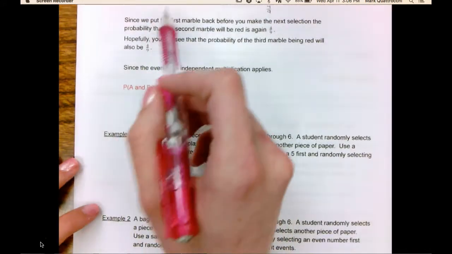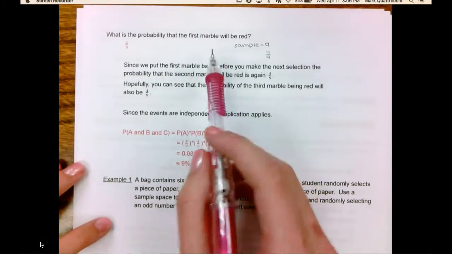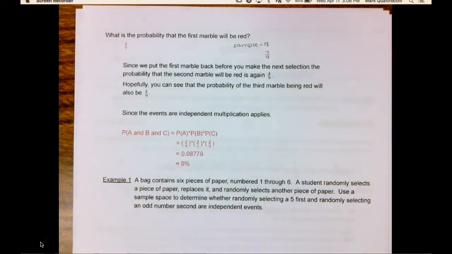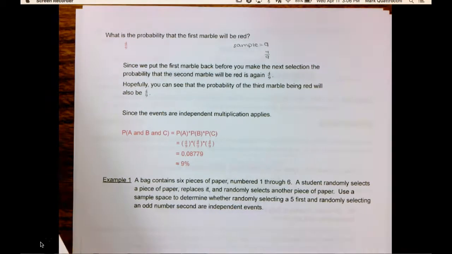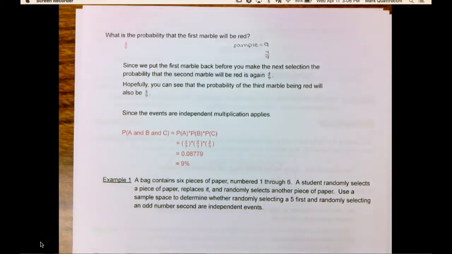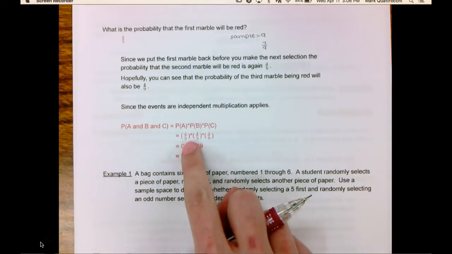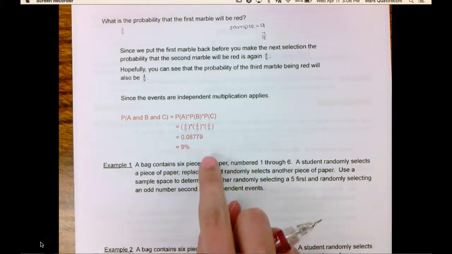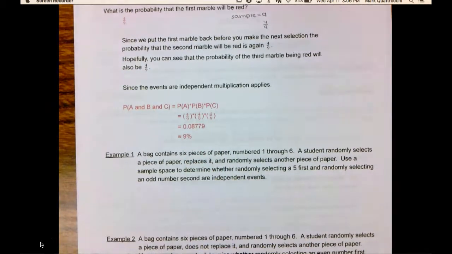So what is the probability that the first marble will be red? We know that the sample is 9 marbles because it is mentioned in the problem that there are 4 red, 3 blue, and 2 green marbles. Of those 9, there are 4 red, which means that the probability that the first marble will be red is 4/9. Since we put the first marble back before you make the next selection, the probability that the second marble will be red is again 4/9, and similarly for the third marble. So using the equation, we multiply the 3 probabilities together, which are all the same, 4/9, to get about 9%.